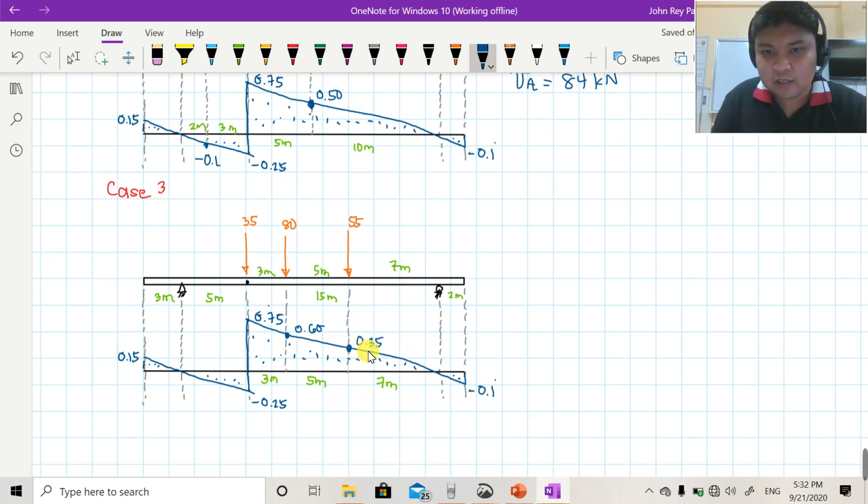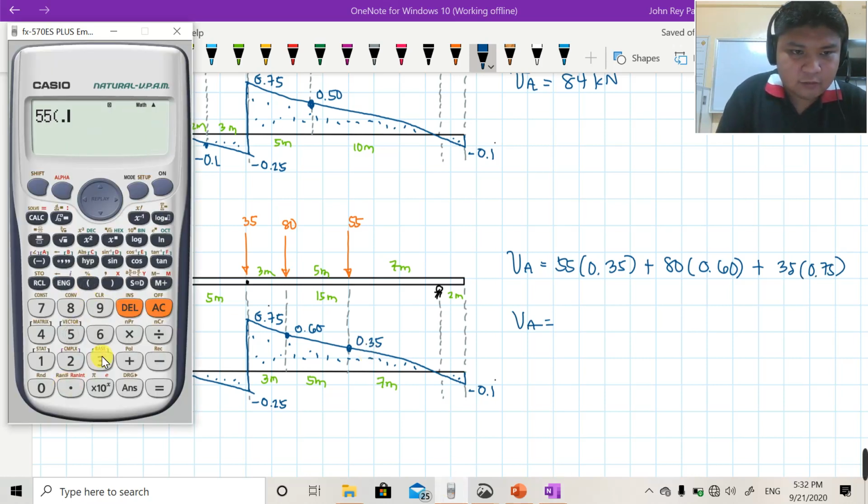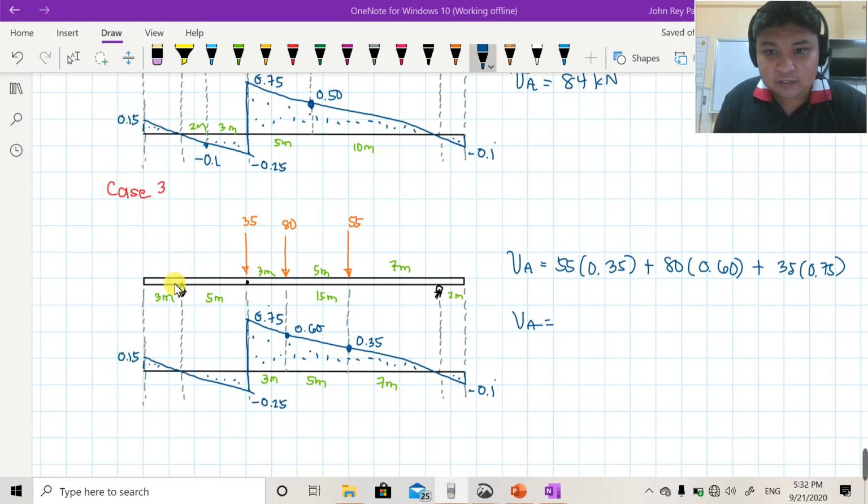So, therefore, ang gagawin natin, yung VA natin is equal to yung 55 nga, multiply natin ng 0.35 plus yung 80, multiply natin ng 0.60 dahil yun yung nagre-reflect plus yung 35, multiply natin ng 0.75. So, therefore, yung magiging shear at A will be equal to 55(0.35) plus 80(0.6) plus 35(0.75). Diba? So, ano ba yung magiging sagot natin? Ang magiging sagot is 93.5 kilonewtons. Sige?